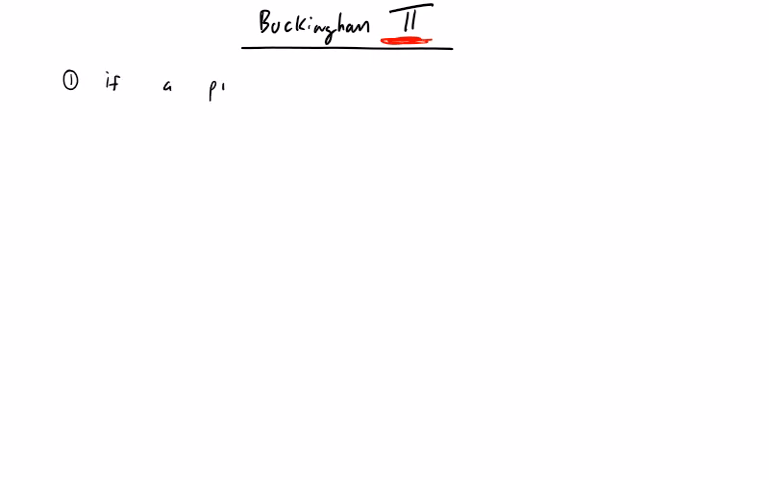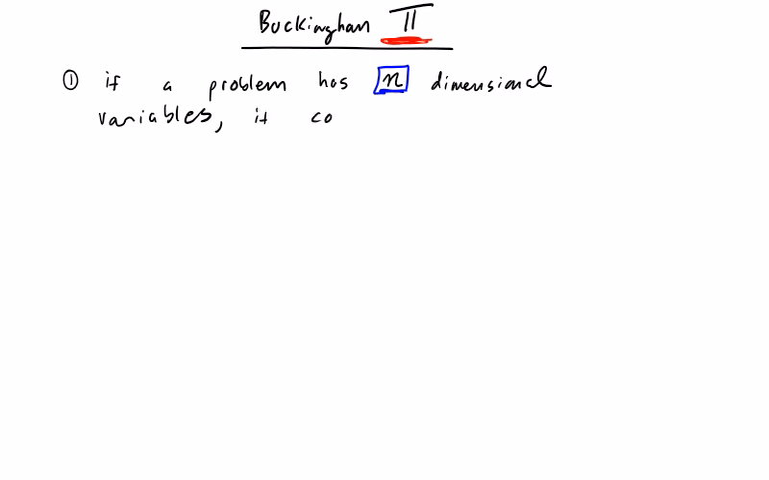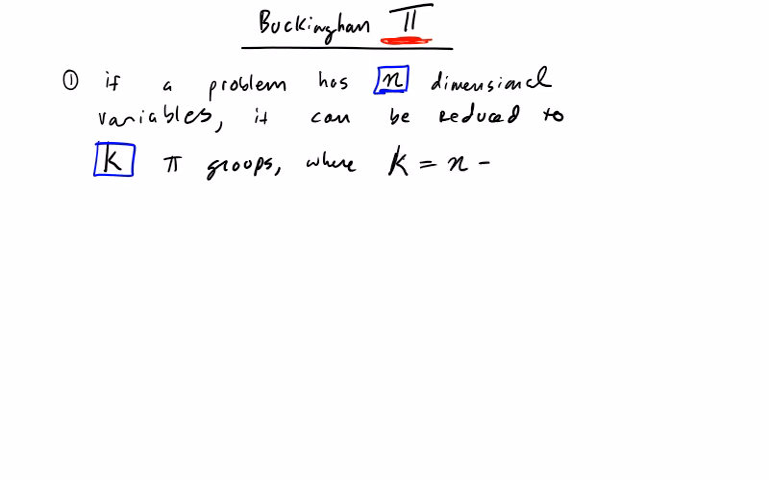So the first part of the Buckingham PI theorem is this. If a problem has n, and let's highlight n, all right, variables, dimensional variables. Okay? It can be reduced to k pi groups where k equals n minus j.